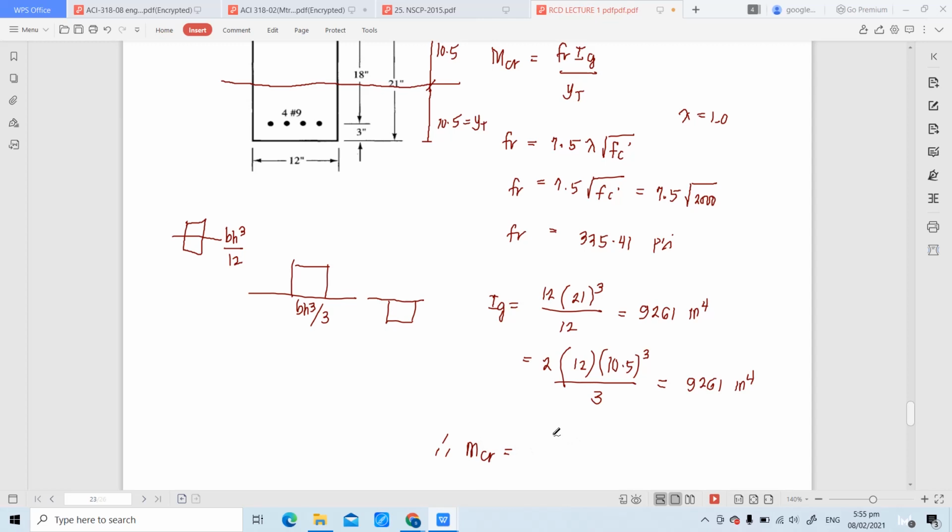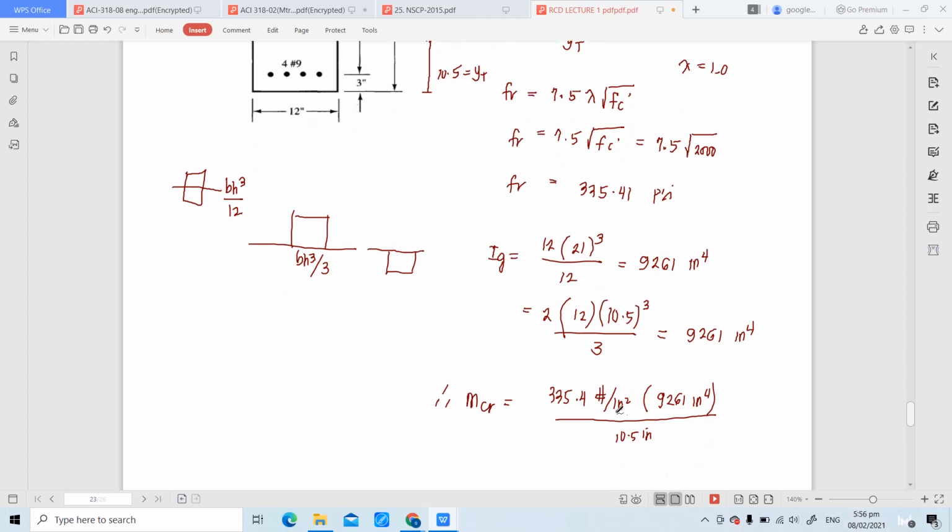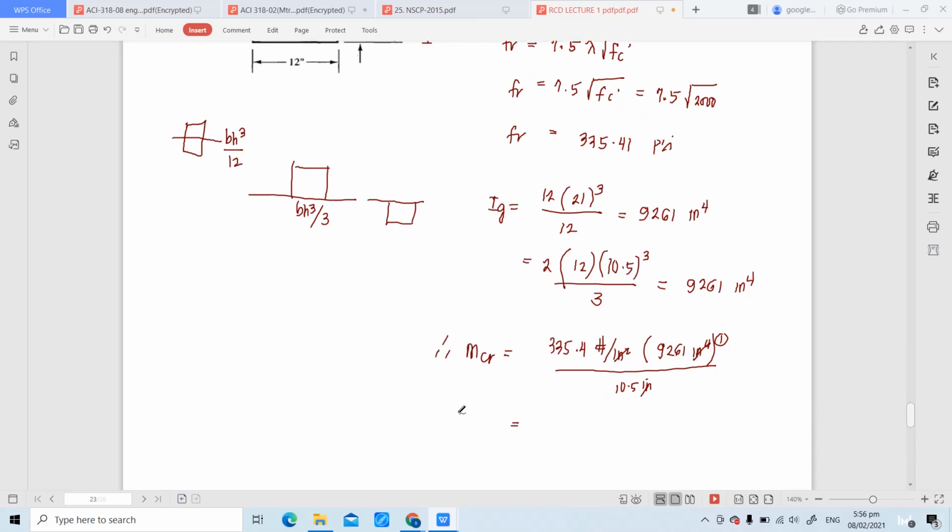So, FR is 335.41 PSI, pounds per square inches. IG, 9261 inches raised to 4, over y's of t, that is 10.5 inches. No, analyzing the unit, ito ay magiging inch cube, inch raised to 4 sa taas. Cancelled, may natirang isa. So, that is inch pounds. Again, convert nyo into feet cubes. I-divide nyo yun ng 12,000.